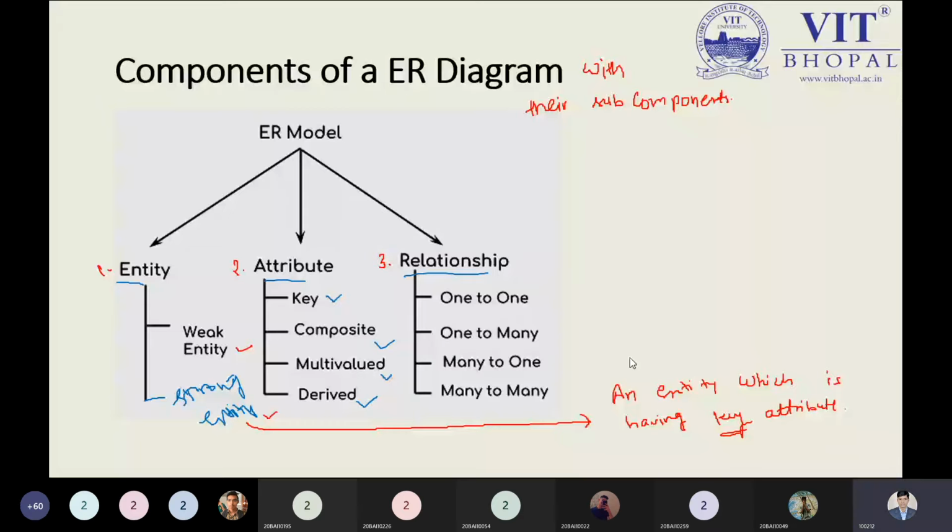Then attributes. As you observed from our notations, we have the key attribute, composite attribute, multi-valued attribute, and derived attribute. Have you seen all these attributes with the help of the notations? Tell me yes or no. Yes, sir. And relationship types we have discussed many times: one to one, one to many, many to one, and many to many. So this slide describes the summary of the components we have discussed along with the subcomponents.